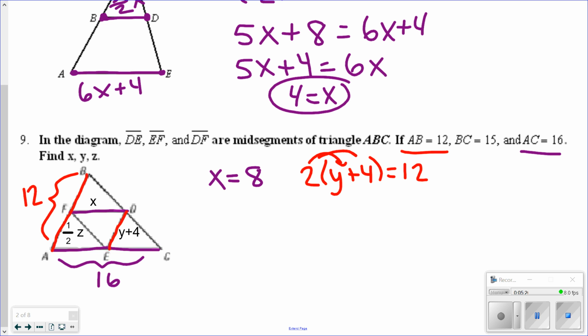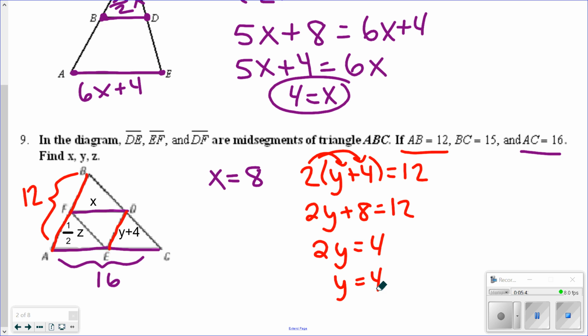Distribute this 2 inside the parentheses. That would give me 2y plus 8 is equal to 12. Subtract 8 from each side. I get 2y is equal to 4, which means that y is equal to 2.